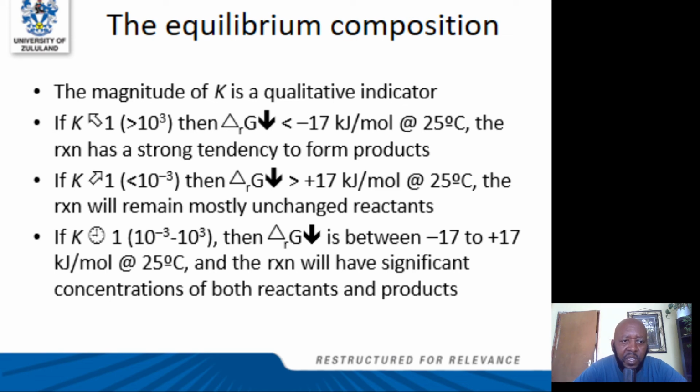But if the value of K is less than 1, it means the value of ΔG must be greater than 17. So this reaction will remain mostly unchanged, with little product. But we also have the instance whereby the value of ΔG is between minus 17 and 17 kilojoules per mole at 25 degrees Celsius. So this kind of reaction will have a significant concentration of both the reactant as well as the product.